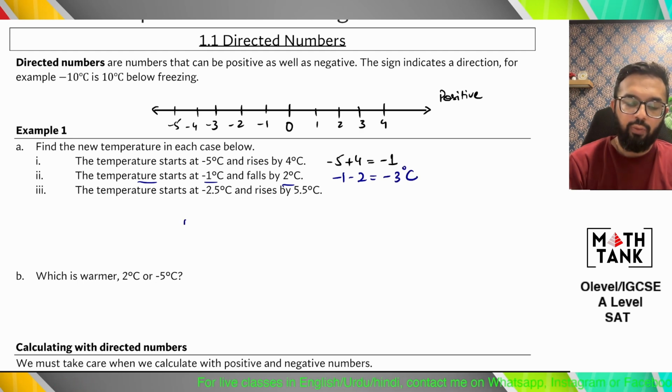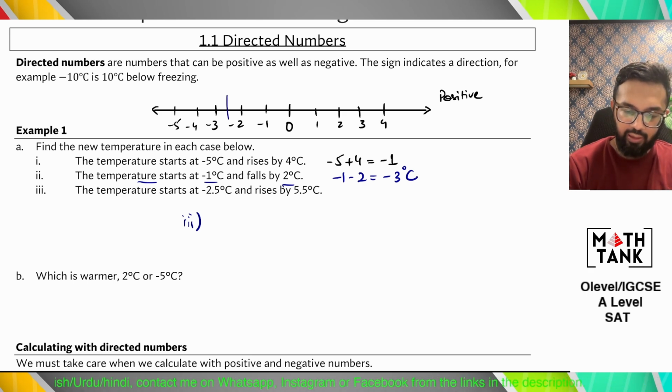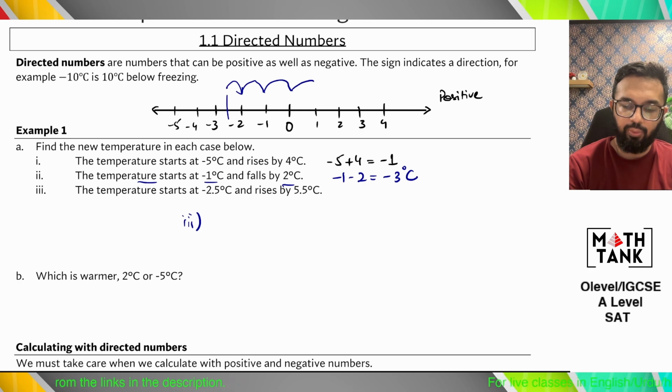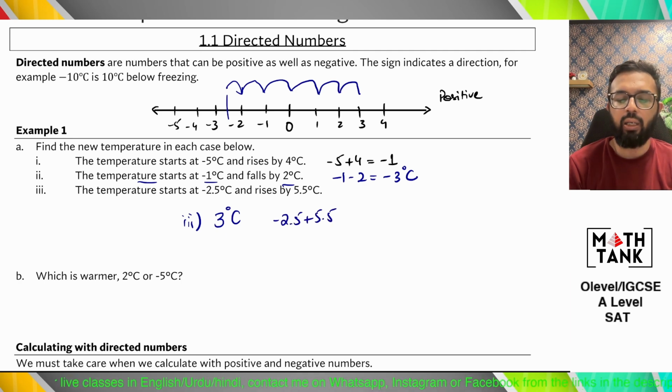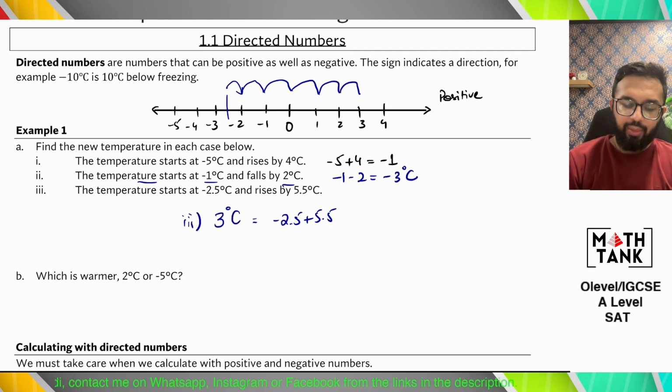For the third one, it says the temperature starts at -2.5, so it's somewhere here, and rises by 5.5. So what I can do is first run this 0.5 and then go 5 forward. 1, 2, 3, 4, and 5. So I will end up at 3 degrees centigrade, or you can just simply say that's -2.5 plus 5.5. If you know addition and subtraction well, you would subtract this.